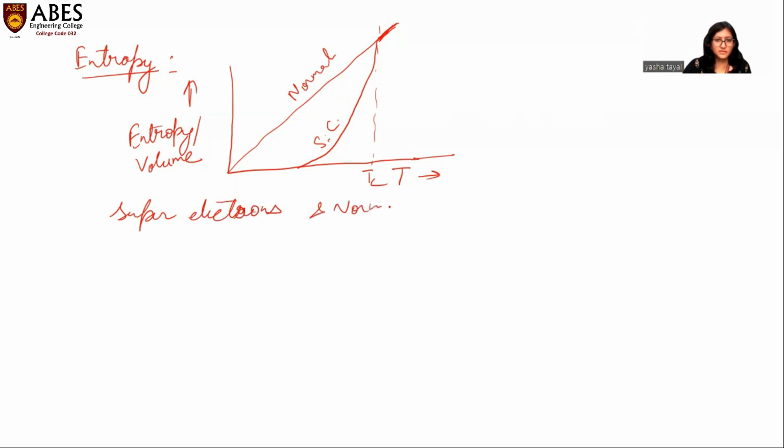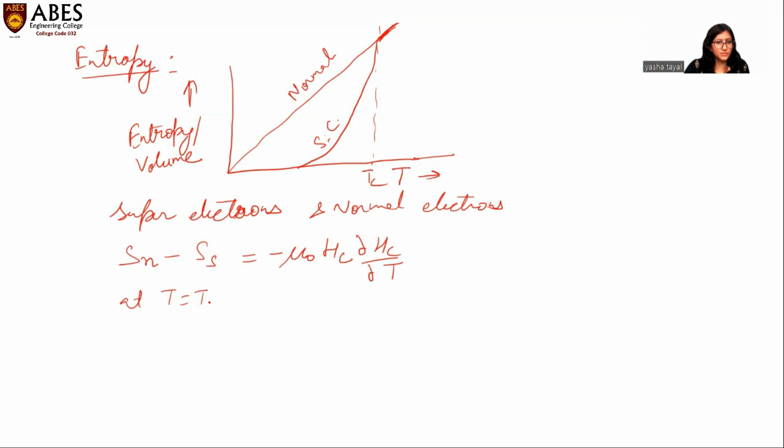I'm going to classify here the theory of entropy in terms of normal electrons and super electrons. So the formula for entropy for super electrons and normal electrons, with S as the symbol for entropy: for normal electrons, entropy minus the super electron entropy is equal to minus mu naught Hc dHc by dT. So now what's going to happen is that as the temperature is equal to the critical temperature.